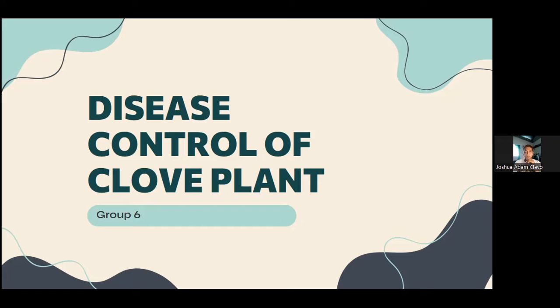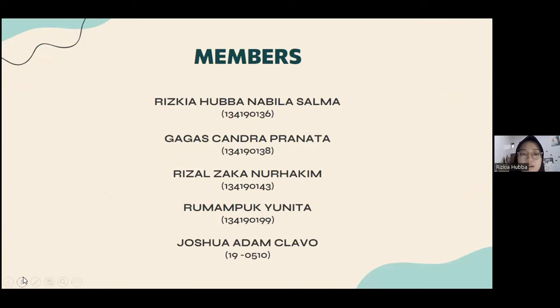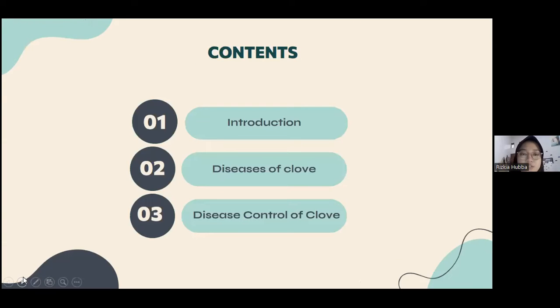This is control of clove plant. And here are our members. First, Rizkia Hubba Salma, number 136; Gagas Candra Pranata, number 138; Rizal Zaka Nur Hakim, number 143; Rumampuk Yunita, number 199; and Joshua Adam Plafo, number 190510. And we're going to talk about introduction, disease of clove, and disease control of clove.